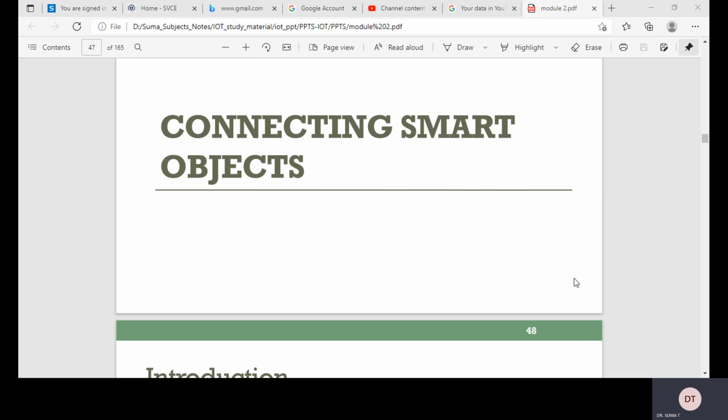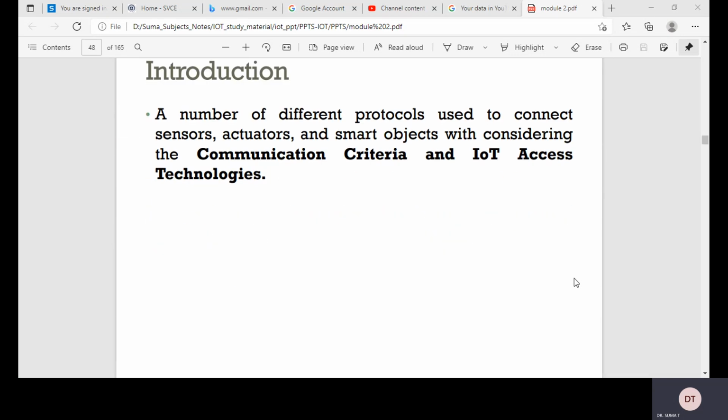IoT devices and sensors must be connected. In which way are we going to connect them to the network so that the data can be utilized? In addition to the wide range of sensors, actuators and smart objects that make up IoT, there are also a number of different protocols used to connect them.